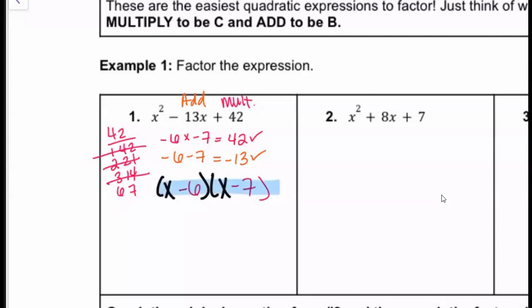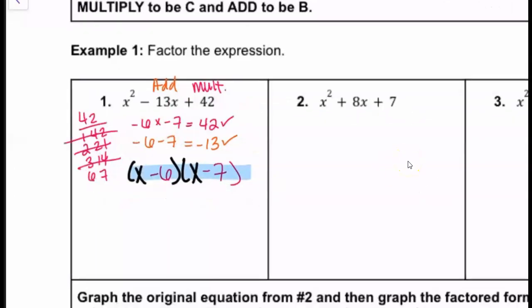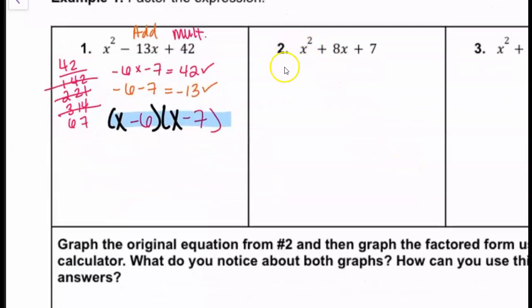So that's my answer there. So let's try example 2. Leading coefficient is 1. That is to say, my x squared number has a 1 in front of it. And so I'm going to multiply to be my last number, but add to be my middle number. So I need to find all factors of 7. Now, lucky for me, 7 is a prime number. Its only way to factor is when it's itself, which is the definition of a prime number.